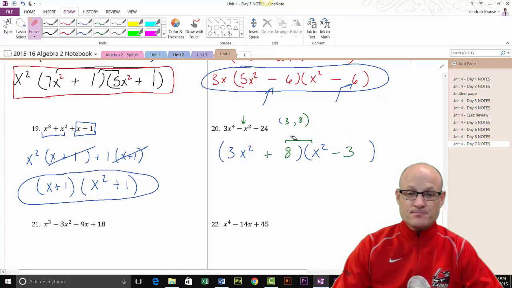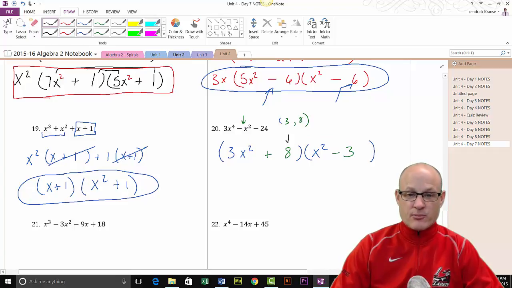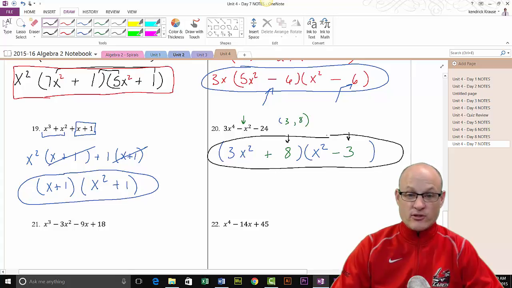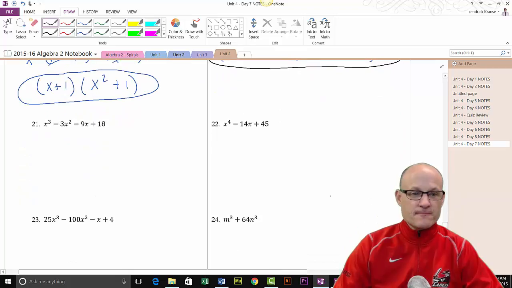Now, since this is not a perfect cube or square, and this is not a perfect square, I'm finished. You do have to look for it to see if it's still there, but in this case, I'm in pretty good shape. 4 left, kids.